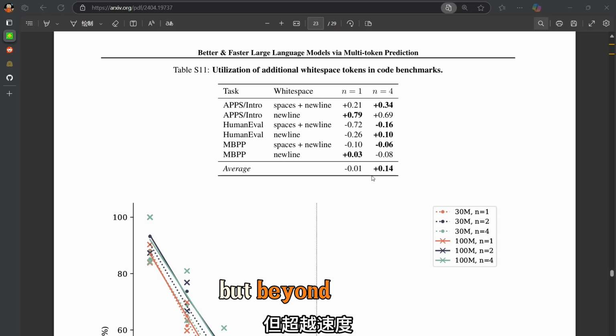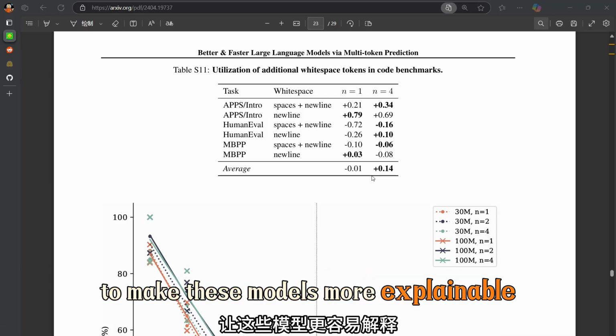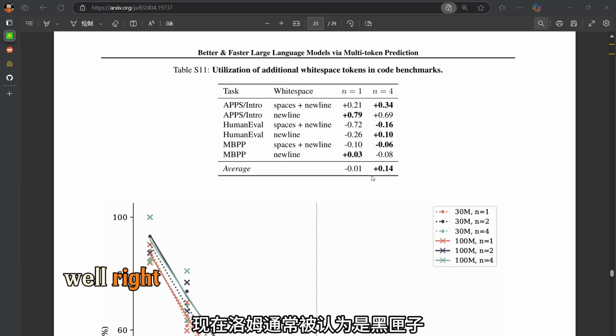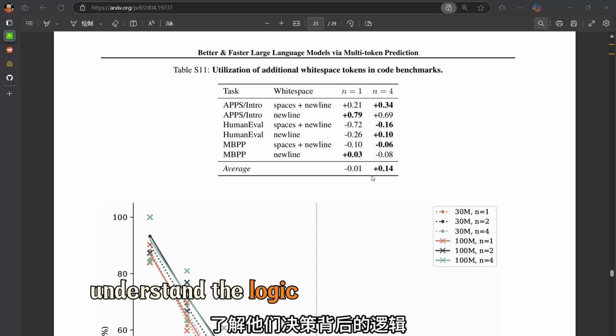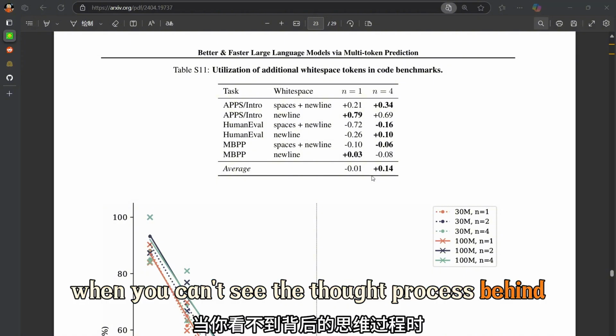For sure. But beyond speed, I'm also excited about the potential for multi-token prediction to make these models more explainable. Explainable. Okay, you've piqued my interest. Tell me more about that. Well, right now, LLMs are often considered black boxes. We don't always understand the logic behind their decisions. I know what you mean. It's frustrating when you can't see the thought process behind the output.